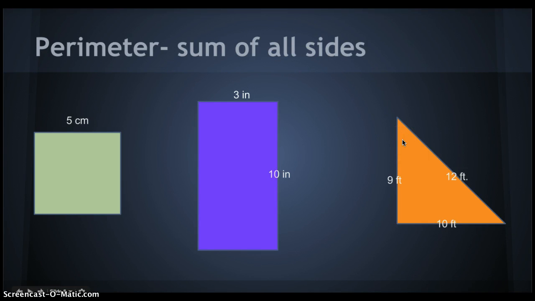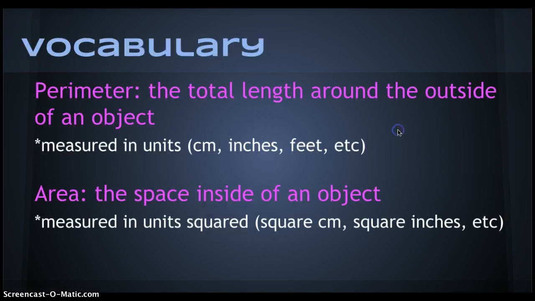In our next example, we have a triangle with all 3 sides labeled. All we need to do is add them up. 12 plus 10 is 22, plus 9 is 31. The perimeter of this triangle is 31 feet. Please note that you can start with any side you'd like. You can start with 9, then add 10, which is 19, then add 12, which is 31. Just make sure that you do add all of the sides.